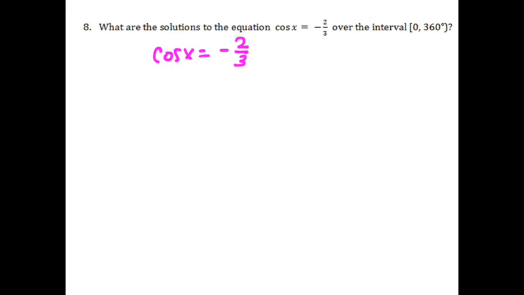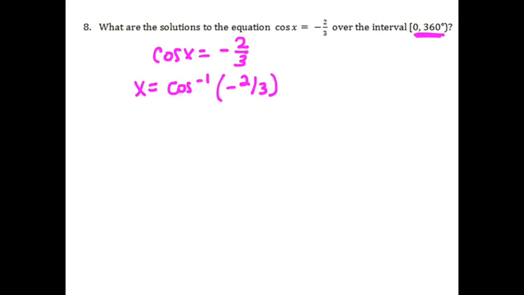We have a calculator for this question. So in order to find x, to find this angle, I need to do inverse cosine of negative 2/3 in the calculator. Now before you type that in, notice that we're looking for an answer in degrees. So you need to check the mode in your calculator, make sure that it's in the degree mode.